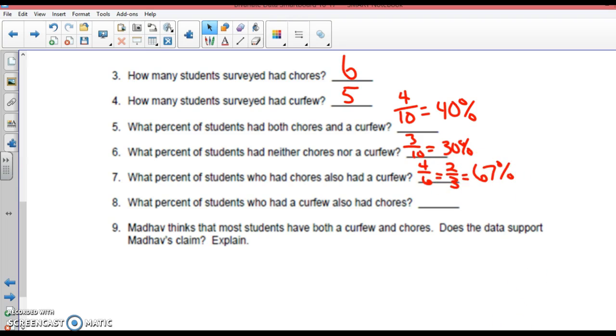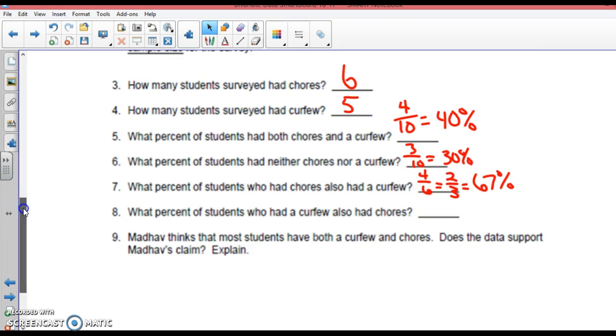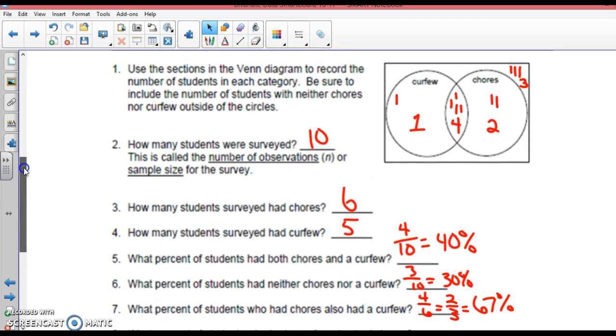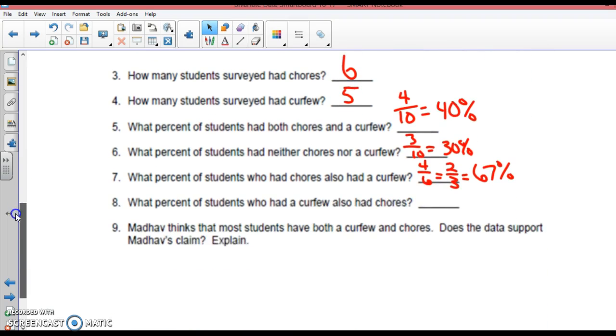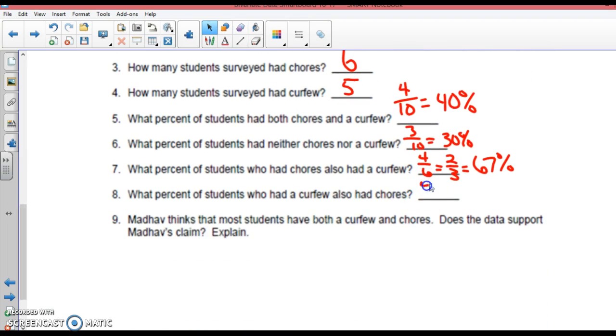What percent of the students who had a curfew also had chores? Okay, so how many had a curfew? That's 5. That's the total. What percent also had chores? 4 out of 5. Remember, a percent is a part out of a whole. Part out of a whole. You need to remember that.